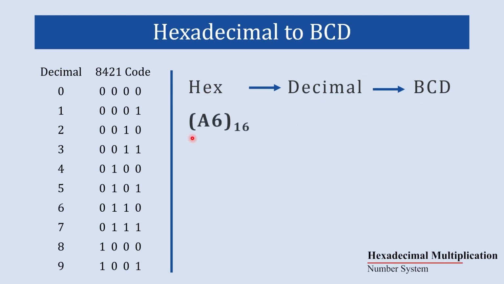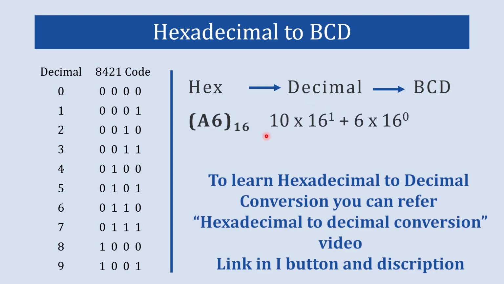So let's take an example. Here we have A6, a hexadecimal number. First we'll convert it into a decimal number. A is 10, so 10 into 16 raised to 1 plus 6 into 16 raised to 0. So together it becomes 166. 166 is the decimal equivalent to A6 in hexadecimal.